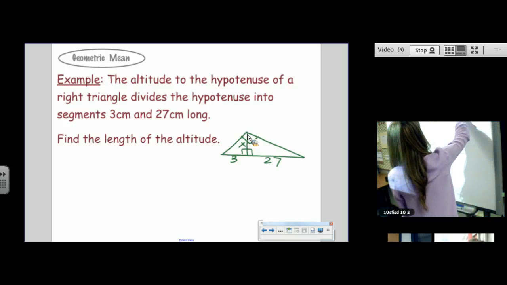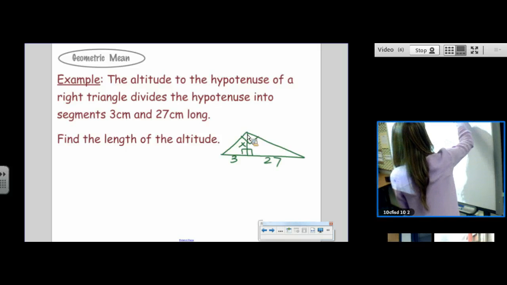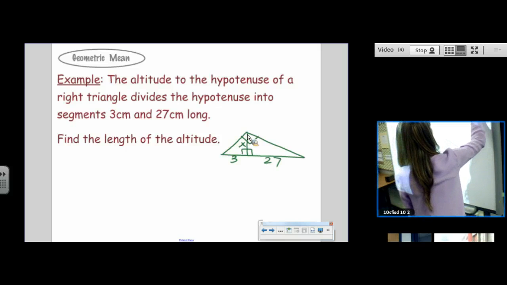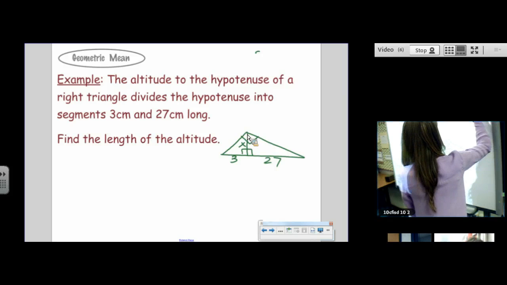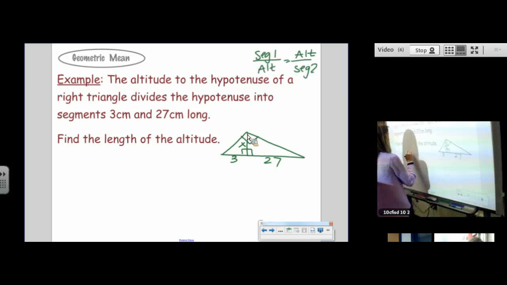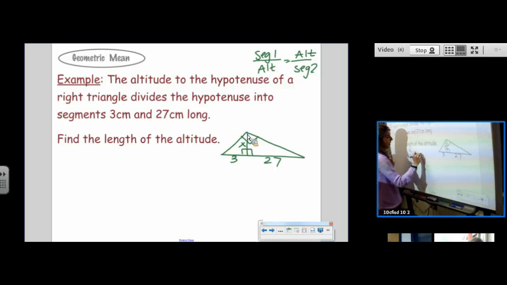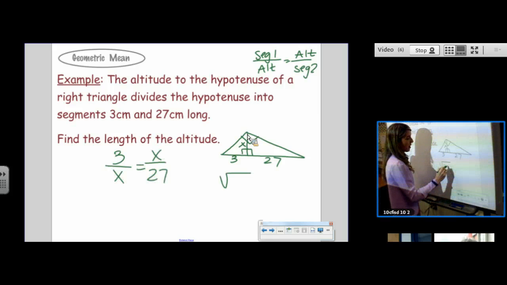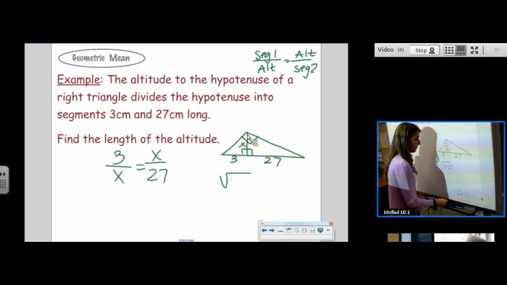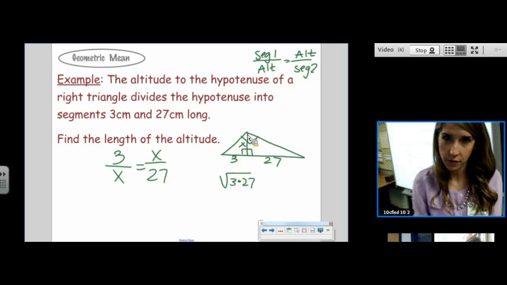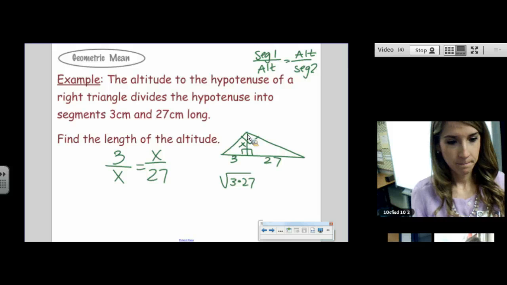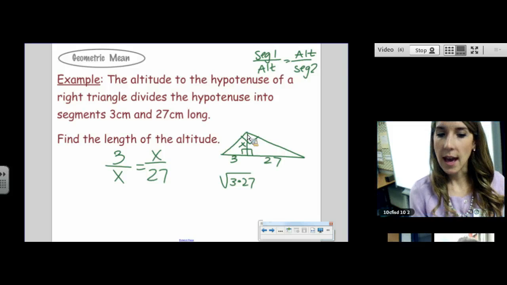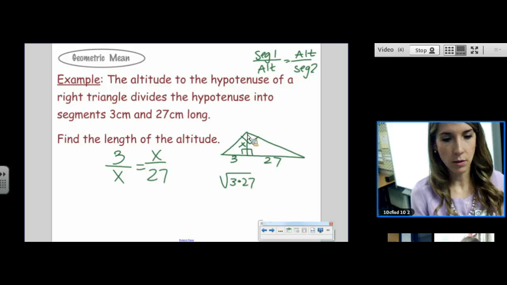So the proportion is seg 1 over altitude equals altitude over seg 2. 3 is to x as x is to 27. Or you just look at it and you take the square root of 3 times 27, which is the geometric mean of 3 and 27. That can be flip-flopped. Yes, your 3 times 27 is the same as 27 times 3. So don't worry about that.